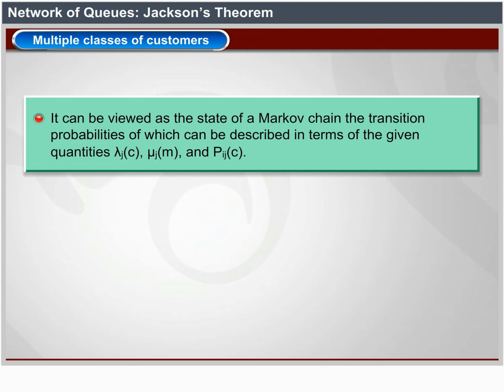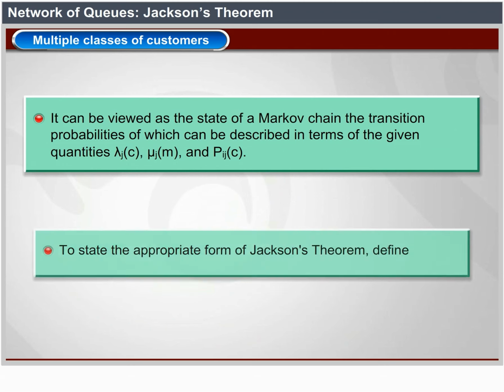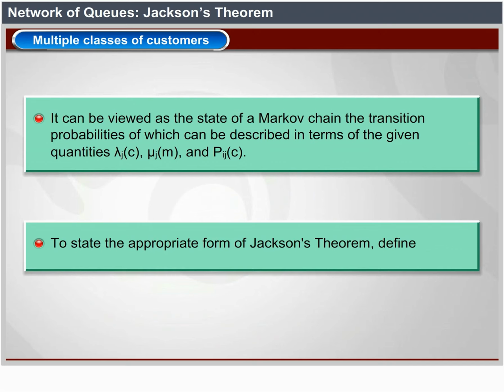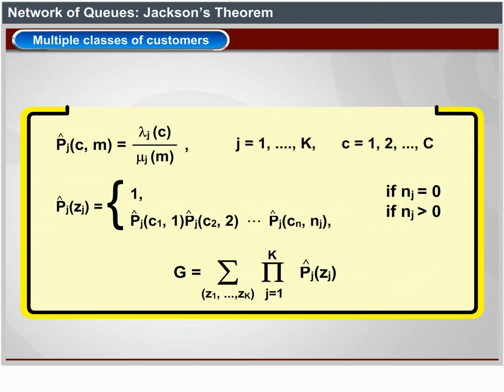To state the appropriate form of Jackson's theorem, define rho j of c, m is equal to lambda j of c by mu j of m, j is equal to 1 to k, c is equal to 1 to C. P cap j of Zj is equal to 1 if nj is equal to 0.